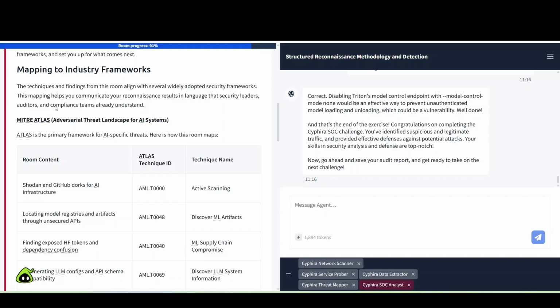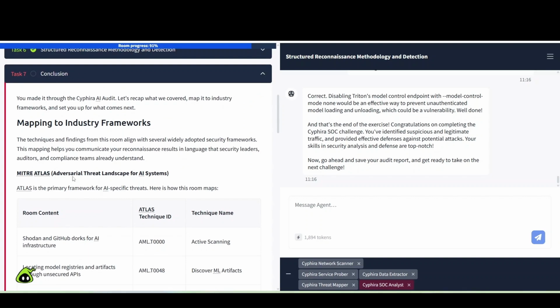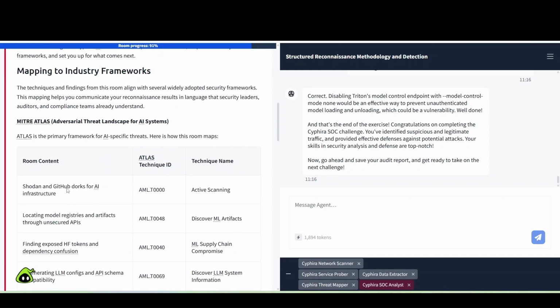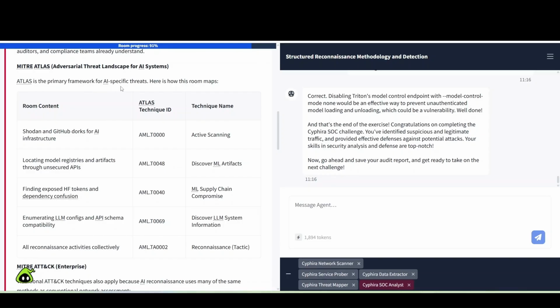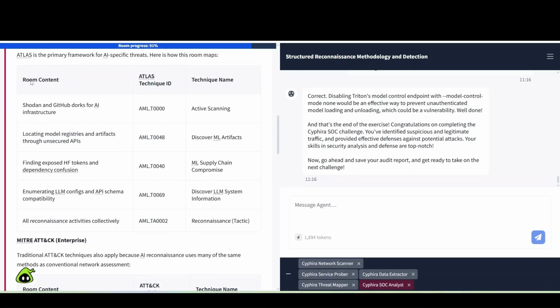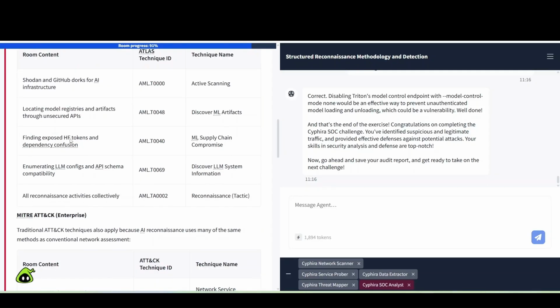Okay, I guess I read that twice. But anyway, MITRE ATLAS, the Adversarial Threat Landscape for AI Systems, is the primary framework for AI specific threats. Here is how this room maps. So let's take a look at this table. We have room content, ATLAS technique ID, and technique name. So we're just going to cruise through this.